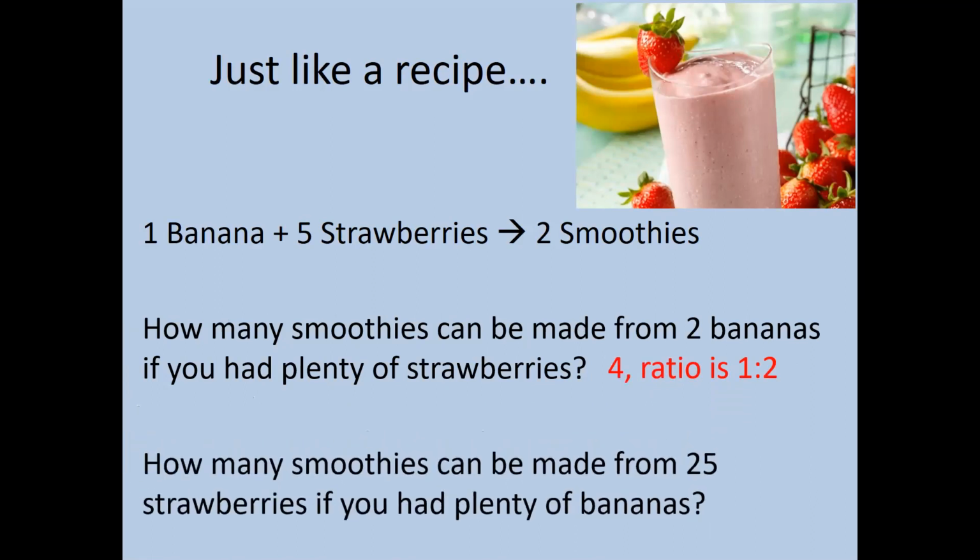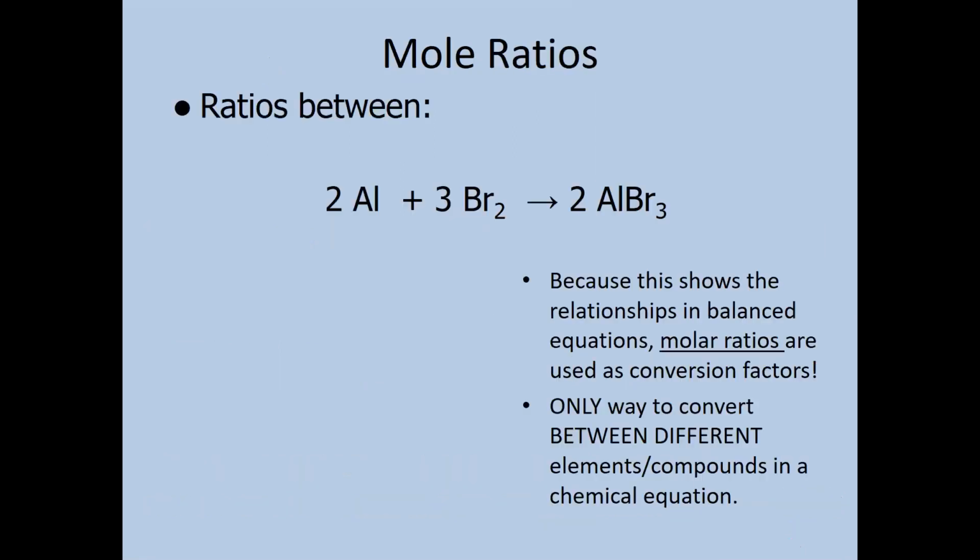Now, how many smoothies can we make if we had 25 strawberries and lots of bananas? So what are we doing to that reactant? We're multiplying it by 5, so we want to multiply our product by 5. We can end up with 10 smoothies there because that ratio is 5 to 2.